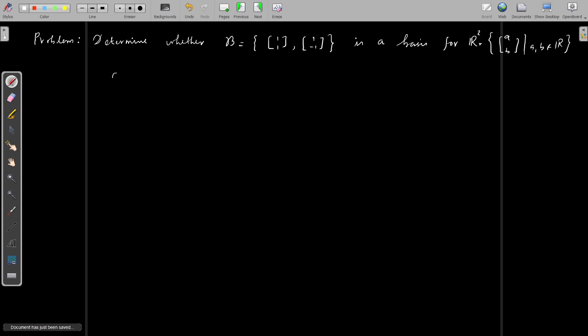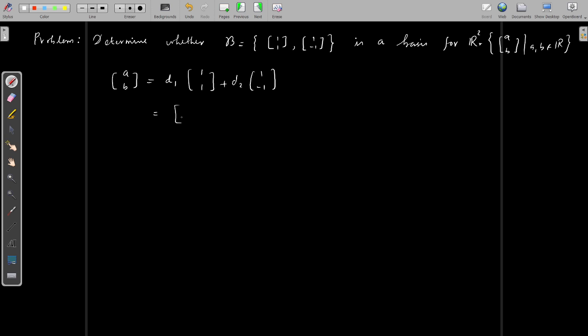So first we write this (a, b). We need to prove that B is a spanning set and B is a linearly independent set. So first we have to verify the spanning property of B. For that we assume an arbitrary element (a, b) belongs to R2 and we need to find coefficients d1 and d2 such that d1 times (1, 1) plus d2 times (1, -1) should be (a, b). We need to find the coefficients d1 and d2 which satisfy this equation.